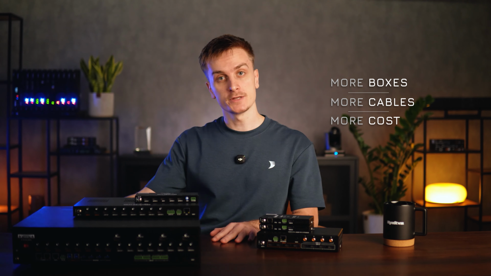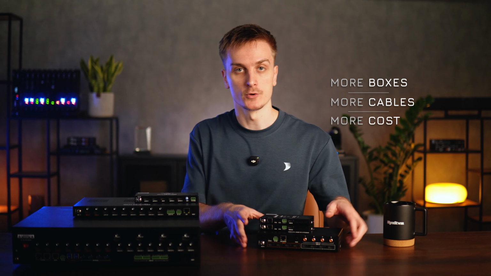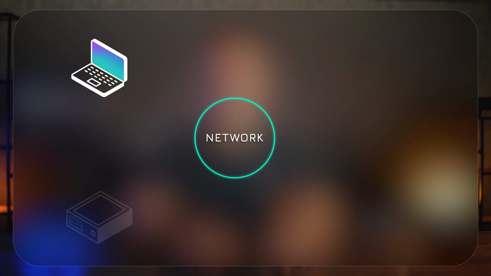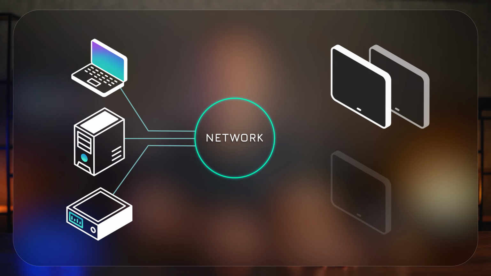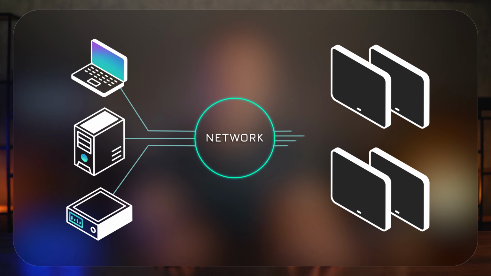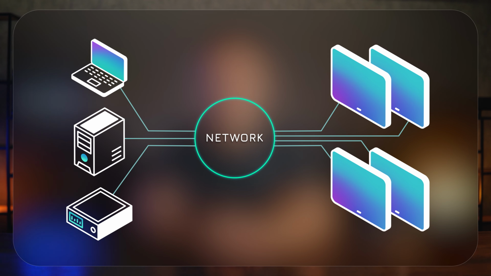AV over IP, on the other hand, takes a totally different approach. Instead of stacking a bunch of hardware, AV over IP puts the network right at the center. Your sources, like laptops or media players, send data into the network, and your displays like TVs or projectors receive that data and show the image. And the result is fewer boxes, fewer cables, and lower cost per endpoint.